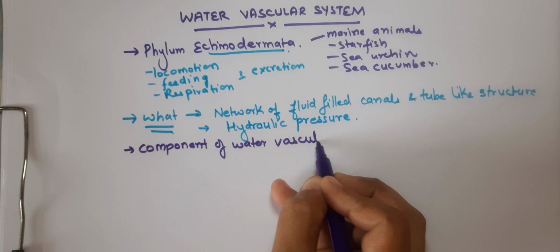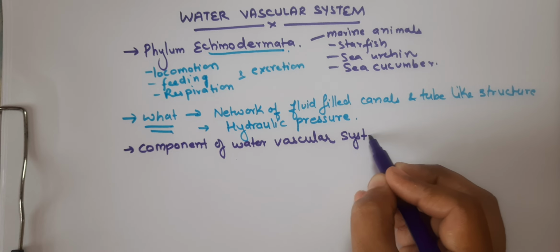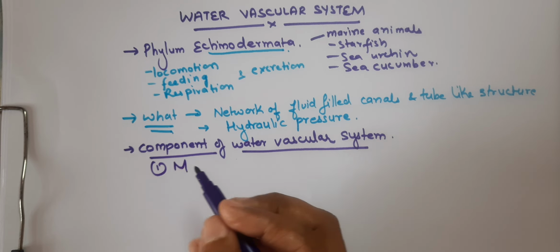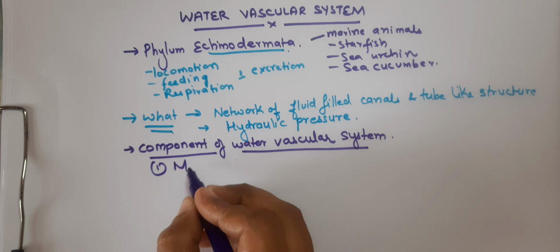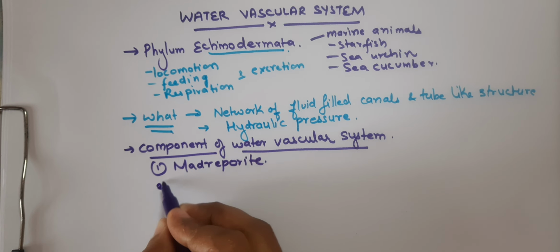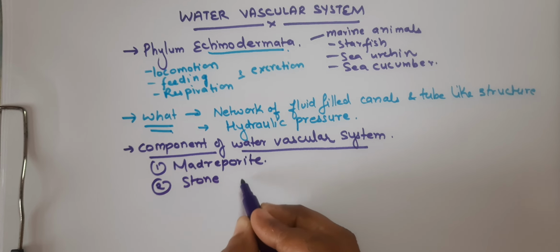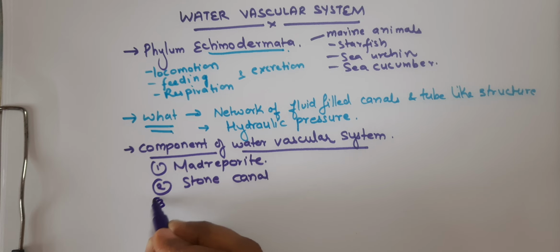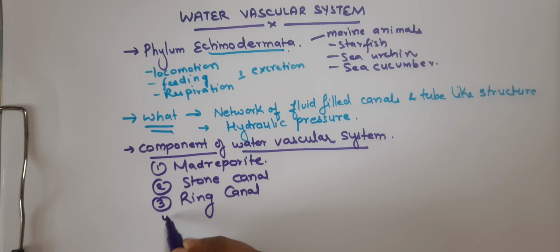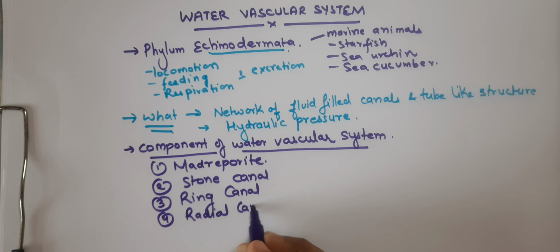Basically, students, there are 5 components of the water vascular system. The first one is the Madreporite. The second one is the stone canal. The third one is the ring canal. The fourth one is the radial canal. And the fifth one is the tube feet, which is also the podia. Podia means foot.